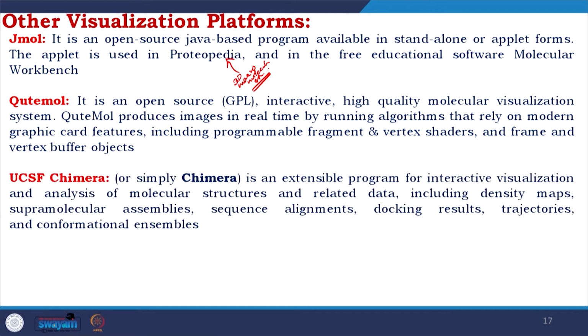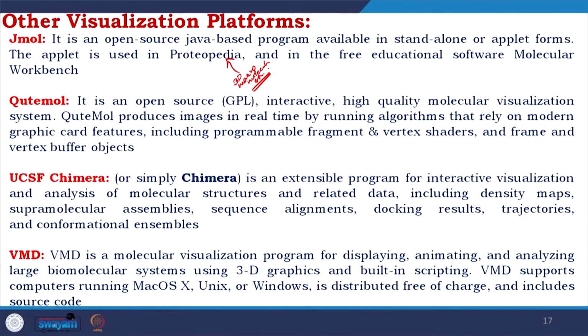UCSF Chimera or simply Chimera is an extensible program for interactive visualization and analysis of molecular structures and related data including density maps, supramolecular assemblies, sequence alignments, docking results, trajectories and conformational ensembles. It is a very widely used program and it is a really good platform.